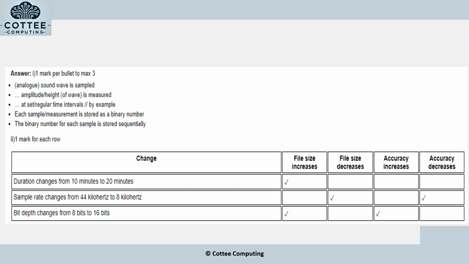Now, if you'd have put that all on one line, you get 3 marks. That's how easy it is. So if you'd have just said the height of the wave is sampled at regular intervals, you would have got 3 marks. You would have got another mark for saying each sample is stored as a binary number. So plenty of marks to be getting there. Just remember those bullet points. It's just a memory test.